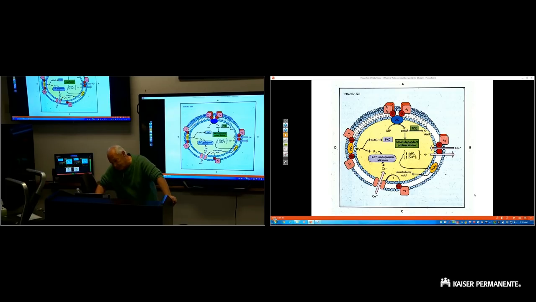And the AMP is taken back up with kinase enzymes, high energy phosphates, and you make ATP again, and you're back to the circle. Now, if I inhibit the enzyme phosphodiesterase in that little green box, and I don't let the cell break down cyclic AMP, do you think that's going to be sympathomimetic or sympatholytic?